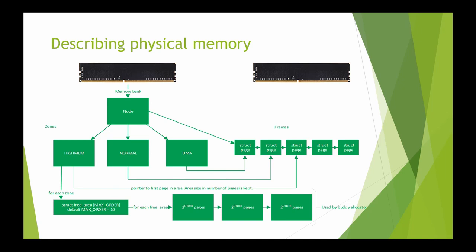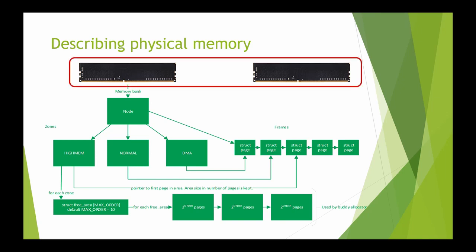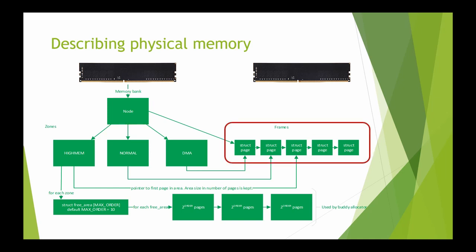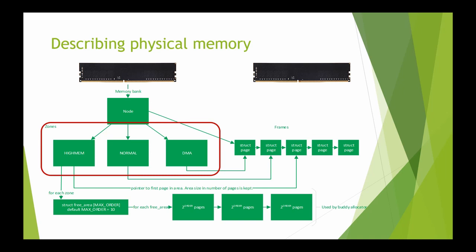In this slide you can see a simplified representation of physical memory description in Linux. At first we start with the memory banks, that is, the RAM cards in the computer. For each bank we create a node, and then each node will have a pointer to a linked list of struct page structures, each representing an individual frame in the memory. The node will also contain pointers to different zone structures.